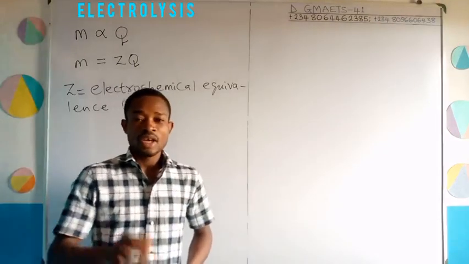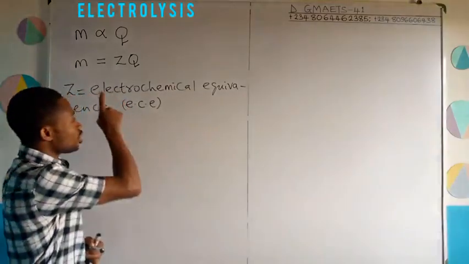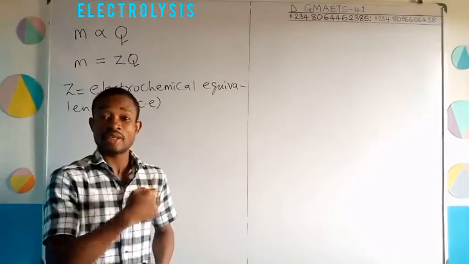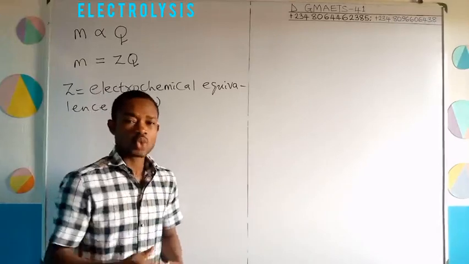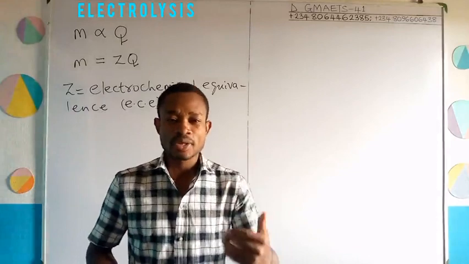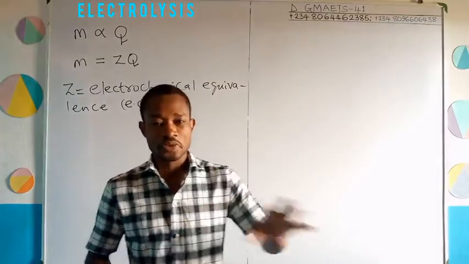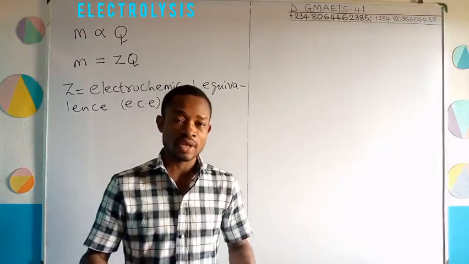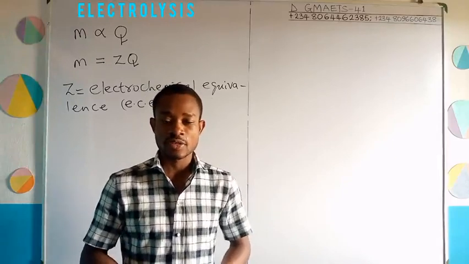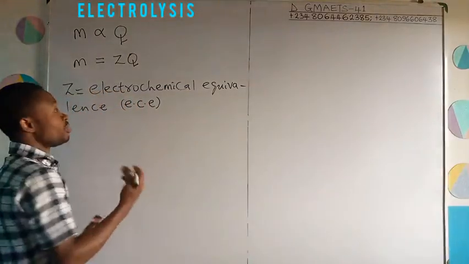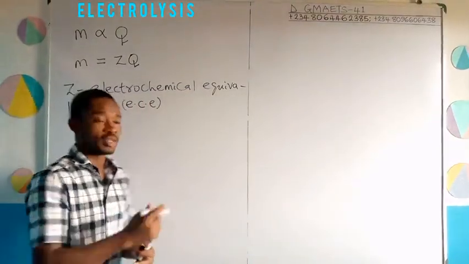Is that okay? Alright, let us look at this Q, the quantity of electricity. M there is mass. Q, which is quantity of electricity, it's important for you to know that it is equal to the current that you are passing through the electrolyte multiplied by the time it takes for the current to pass during the electrolysis. Therefore, our Q will simply be IT if I use I to be current and T to be time.